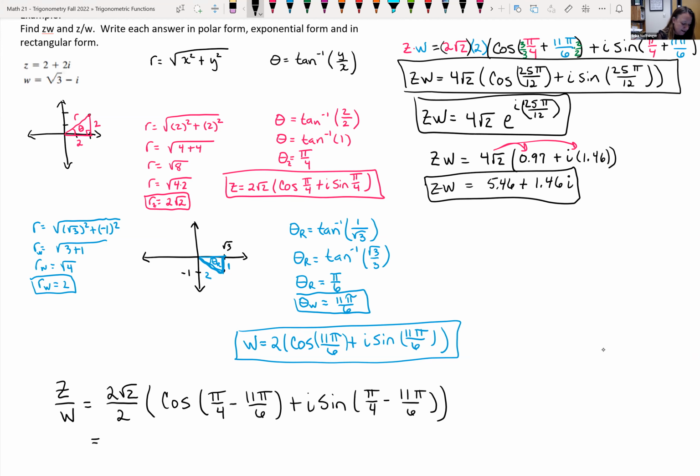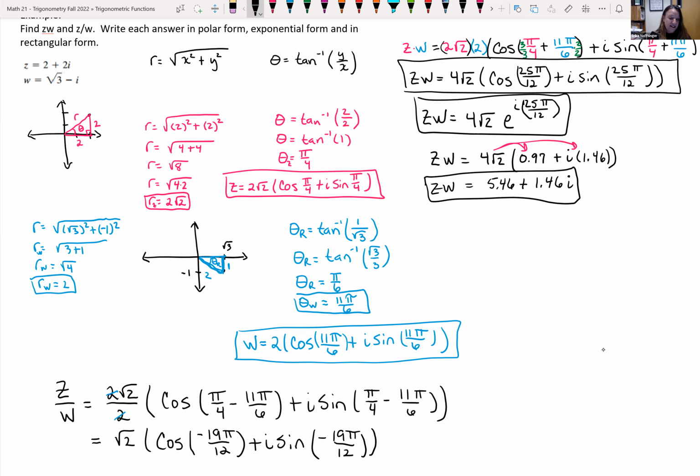So let's simplify this a little bit. 2 root 2 divided by 2, the 2's cancel, leaving us with root 2. Cosine, again, we need to get a common denominator. We saw that we had 12 as the common denominator, so 3 pi 12ths minus 22 pi 12ths. So 3 minus 22 gives us negative 19 pi 12ths. Plus I sine of negative 19 pi 12ths.